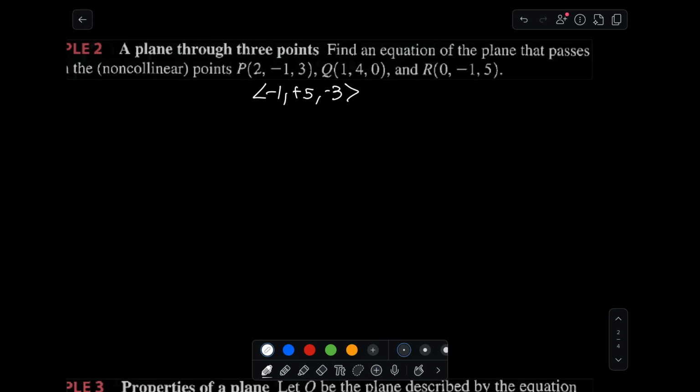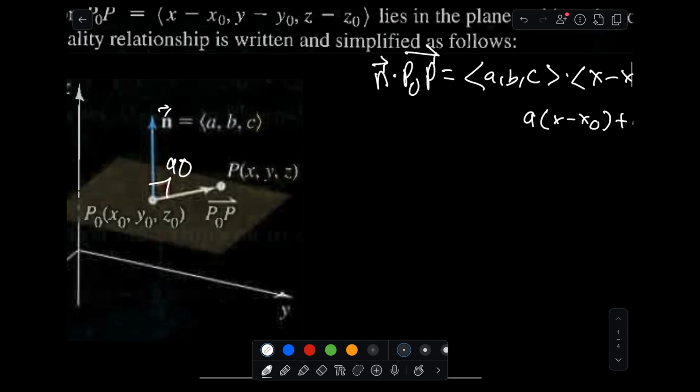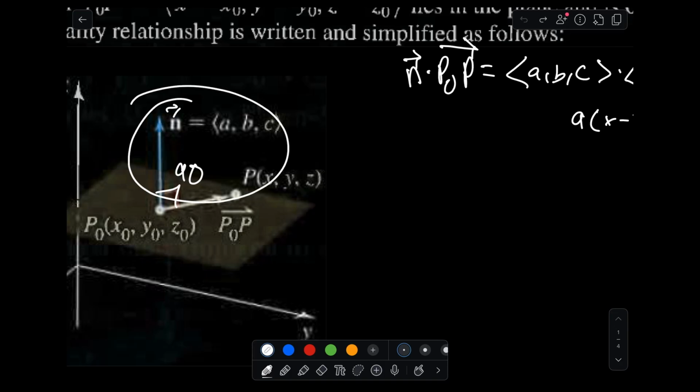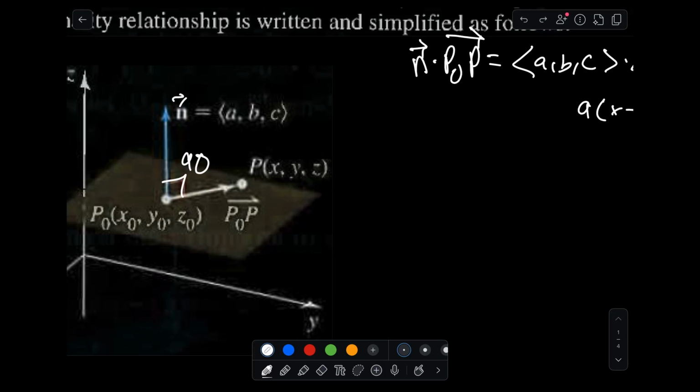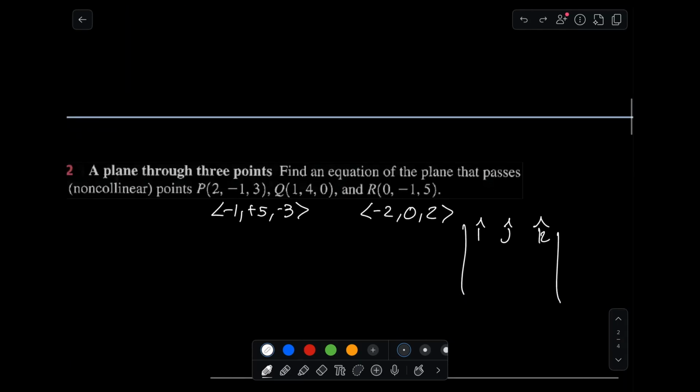And then R minus P, so it's going to be 0 minus 2, so -2. -1 minus -1 is going to be 0. 5 minus 3 is 2. And then you take the cross product of these because you want the normal vector between these two, and that points outward from the plane, orthogonal to the plane, right? That's going to be the whole point of that operation.